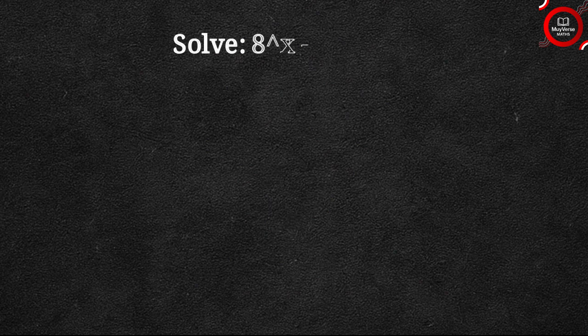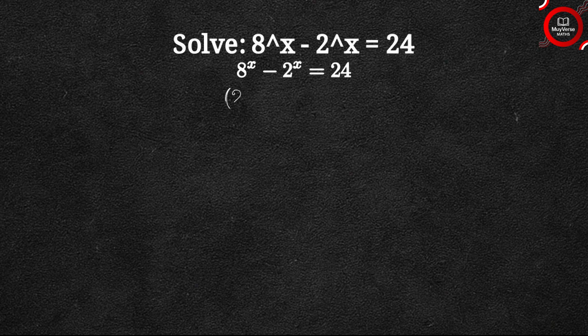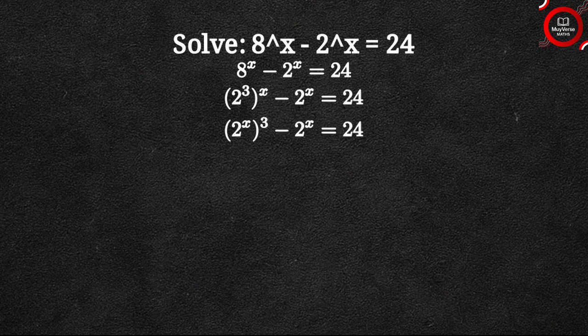In this video, we will solve the exponential equation 8 to the x minus 2 to the x equals 24. We will do it step by step without skipping any steps. Step 1. Rewrite 8 using a power of 2. Since 8 equals 2 cubed, we can rewrite 8 to the x as 2 cubed to the x. Then apply the power of a power rule, giving 2 to the x, all to the third power.